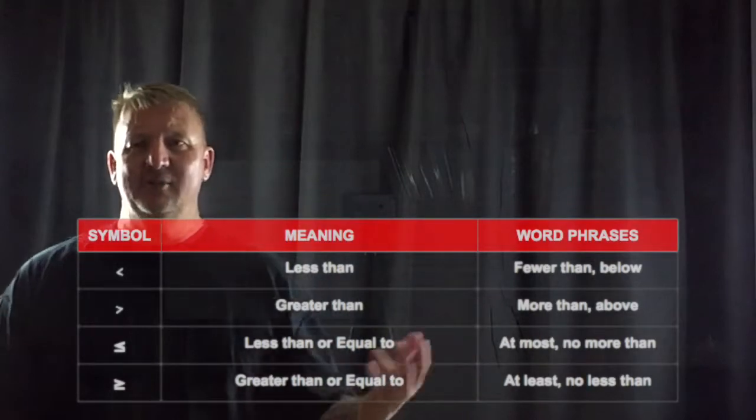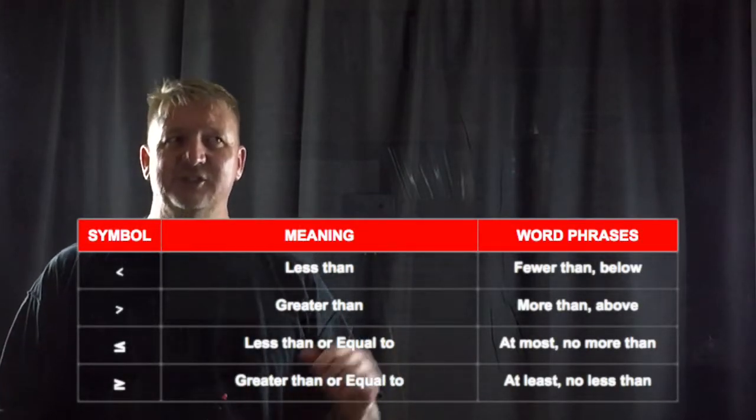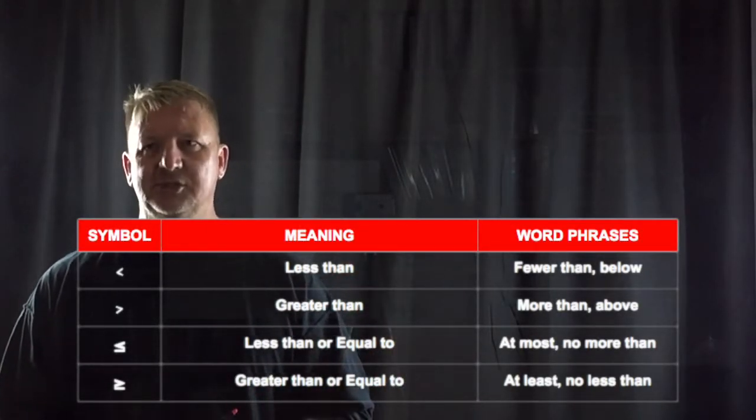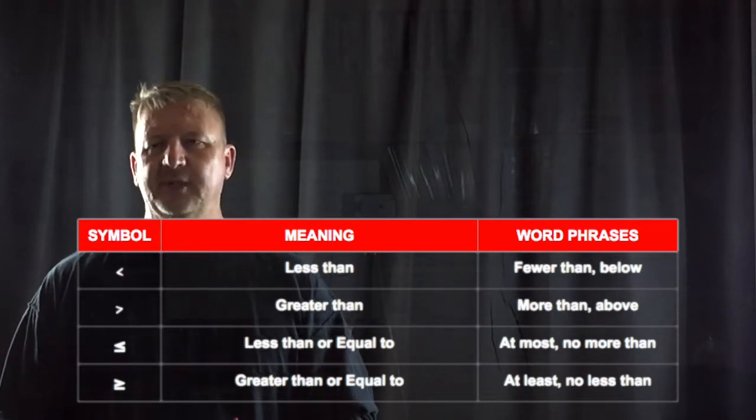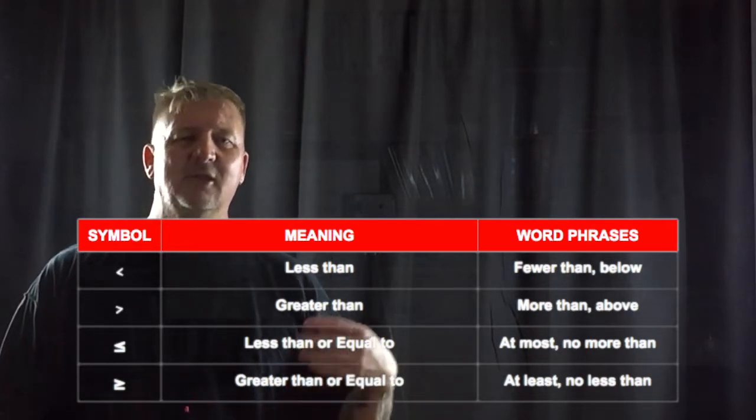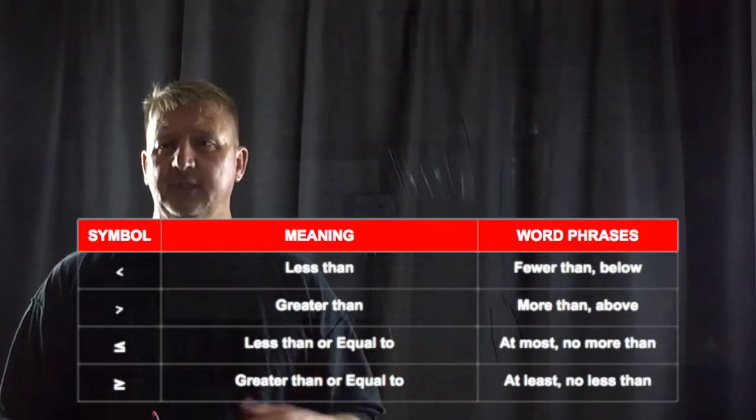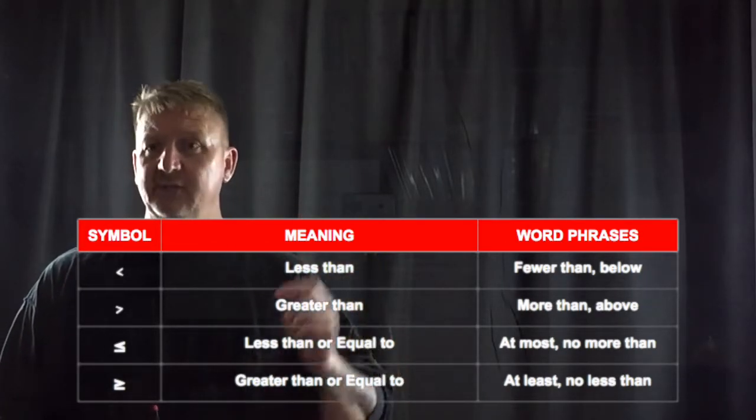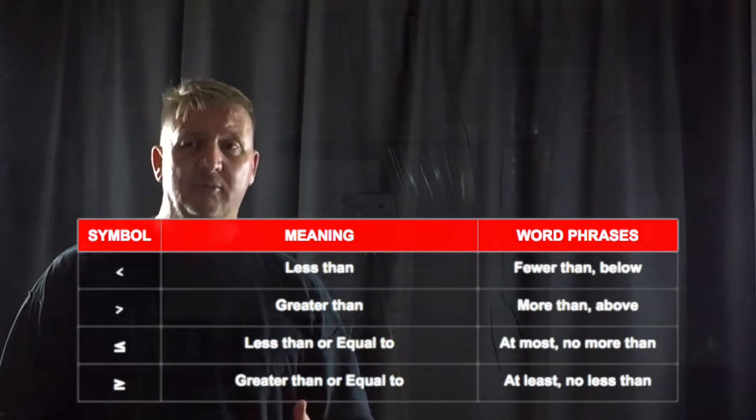First, I want to show you this table, just to let you know some of the keywords that you might see when you're talking about greater than or less than. For less than, that could also mean fewer than or below. If you see the symbol greater than, that could mean more than or above.